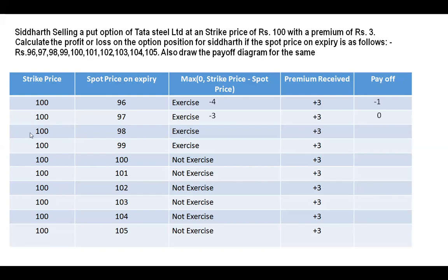And here the seller of put has an obligation to buy at 100 rupees at strike price. Siddharth is the seller of put. So he will get a loss of 2 because he is unable to buy at 98 from the spot market. He has an obligation to buy at a strike price. That means it is compulsory for him to buy at a strike price. So he is making a loss of 2.